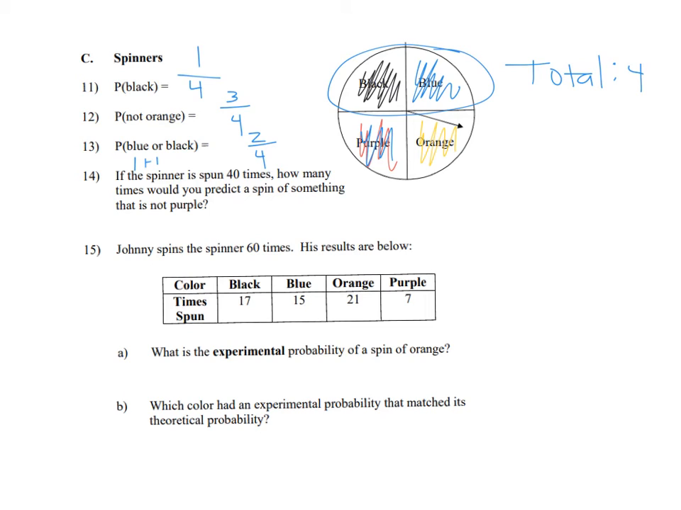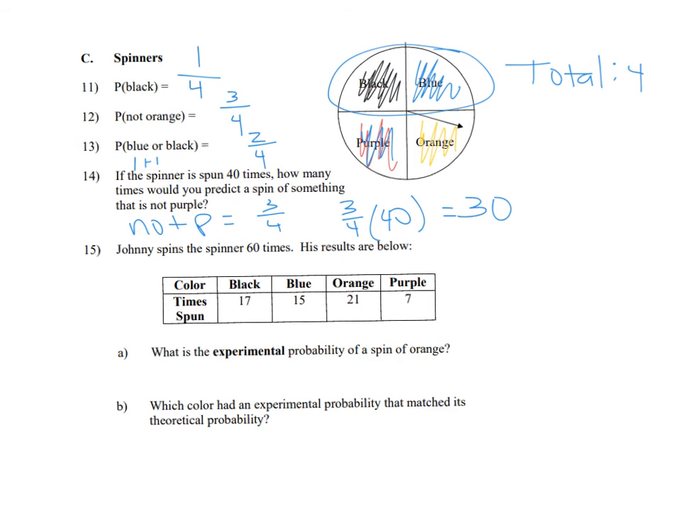If the spinner is spun 40 times, how many times would you predict a spin of something that is not purple? Well, not purple would be 3 out of 4. So 3 out of 4 times the total number of spins gives me 30. So we would expect 30 rolls to be black, blue, or orange.